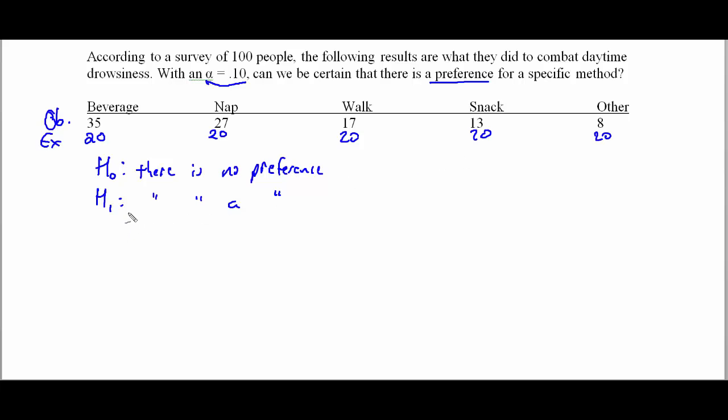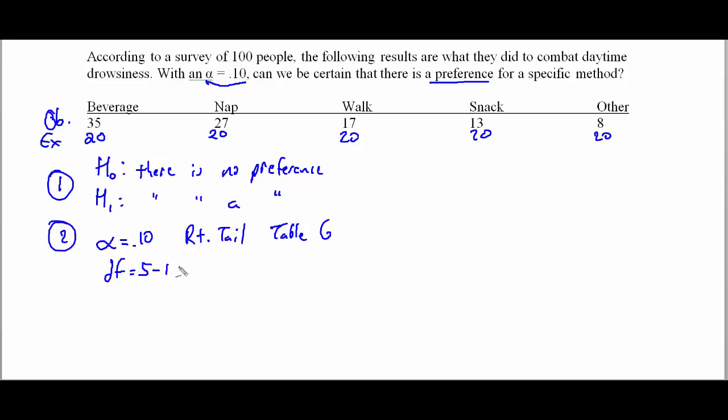So our process, after we do this null and alternative hypothesis, is to find out what the critical value is. So for step 2, we're going to find that critical value. Our alpha is going to be at 10%. This is going to be a right-tailed test, since we're going to see if this data is inside of that critical region. We're going to look at table G in our book here, which is the chi-squared table, and we're going to look up our alpha at 10%, and our degrees of freedom isn't 100 minus 1, it's 5 categories minus 1, so 5 minus 1, which is 4.